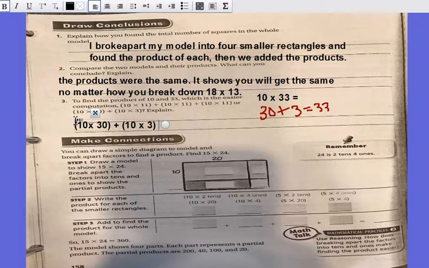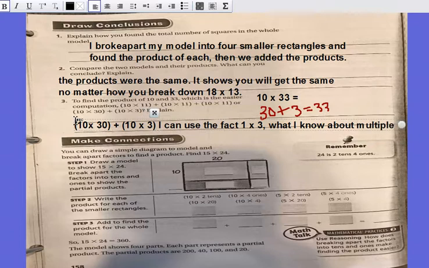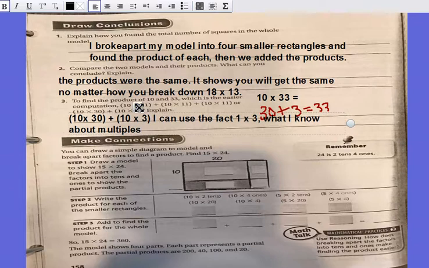Okay, and just for an explanation, I can use the fact 1 times 3, what I know about multiples of 10. Okay, so that's kind of what you're using as multiples of 10s when we did that. So, alright, let's take a look at the bottom part.